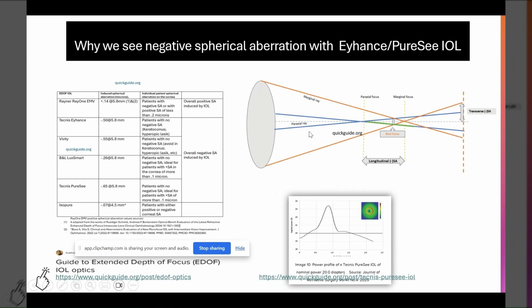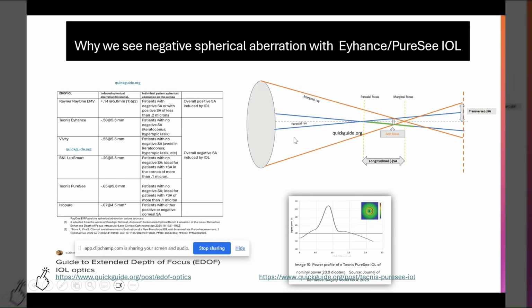Now, what I have explained in this slide is why you find higher negative spherical aberration with Eyhance and PureSee, because they don't add positive spherical aberration. Yes, the Tecnis platform is a negative spherical aberration lens. They have around minus 0.275 microns of spherical aberration. But with the Eyhance, you see that there is an even larger negative spherical aberration, minus 0.5.